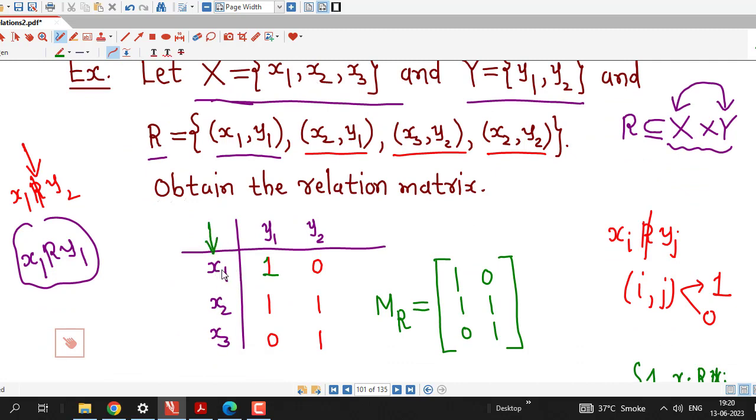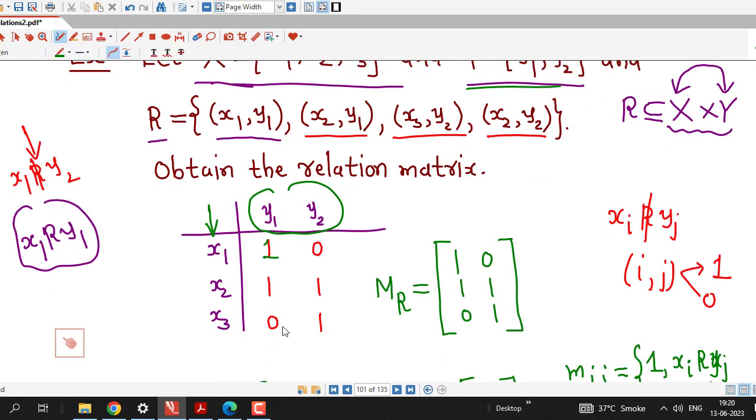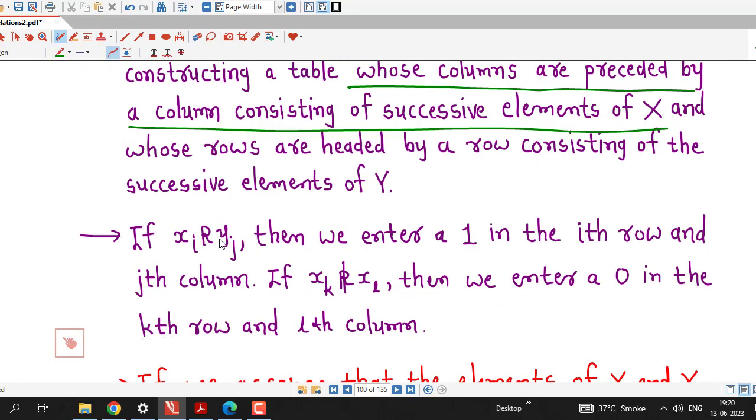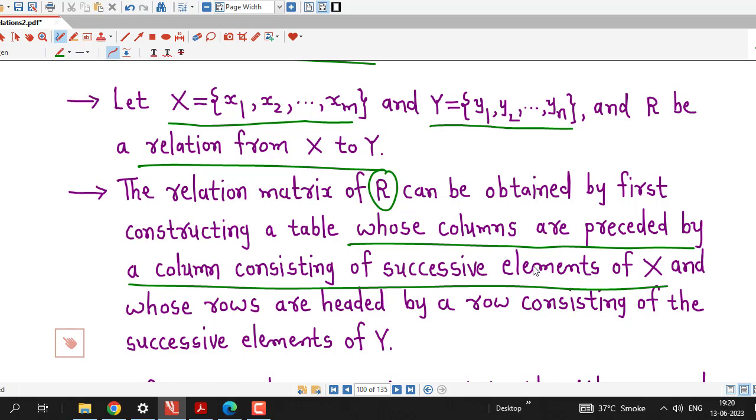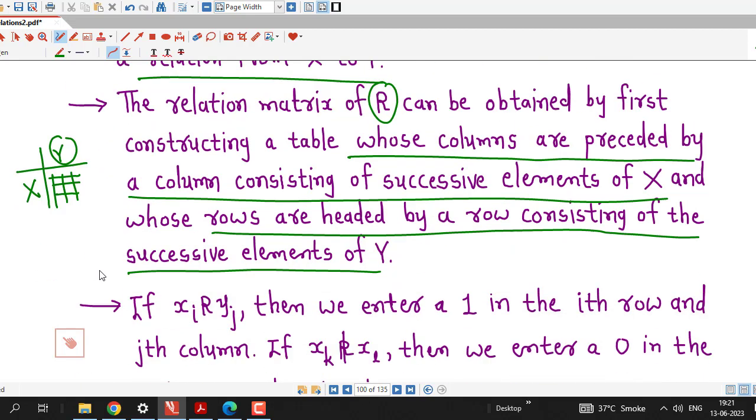This column, all the columns are preceded by this column, and elements of Y are headed by rows. So above all the rows we write down elements of Y, and before all the columns we write down elements of X if we have a relation from X to Y. That is the meaning of this line. And rows are headed by a row consisting of the successive elements of Y. That means above all the rows we will write down elements of Y, and before all the columns we will write down elements of X.